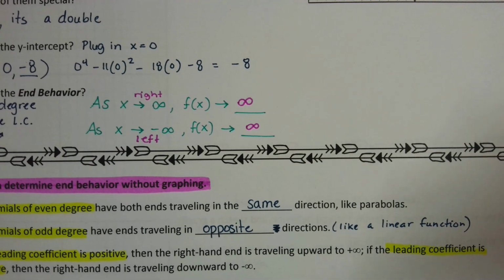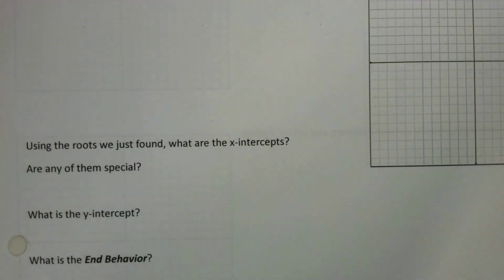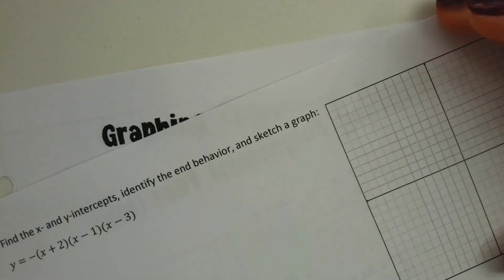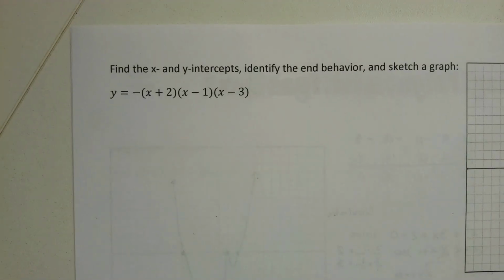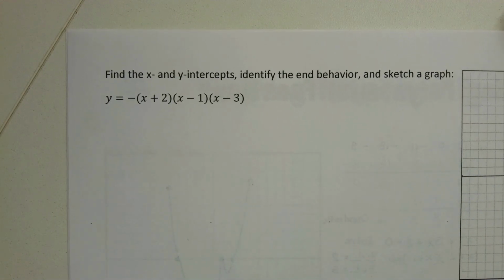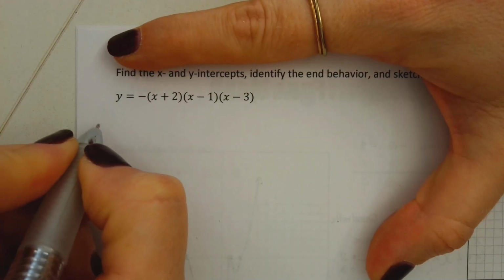All right. This one took us the longest because we had to actually find the roots ourselves. But most of the questions on these, they don't make you find the roots. They write it in factored form already, making it the easiest thing ever to find the roots. It says find the x and y intercepts, identify the end behavior, sketch a graph, so we can make it less technical. And this one is in factored form, which makes it super easy to find the x-intercepts.